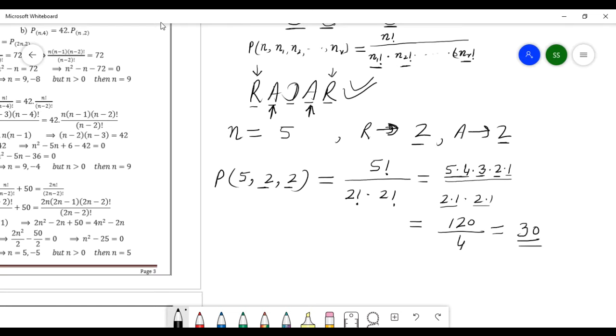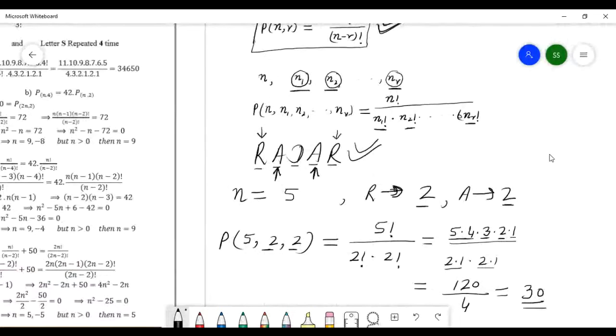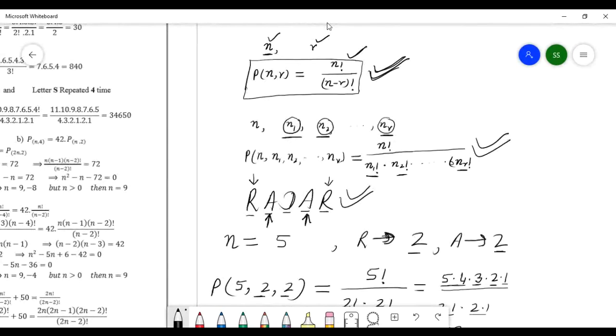So be careful: if you take radar, where letters are repeated, A repeated and R repeated, use this rule. When there is repetition, you have to be careful and use this rule all the time. And if all are different, with no repetition, then use this one. If there are some objects taken together, all of them different, then use this. And if it is this type of word where some letters are repeated, then use this. Be careful.